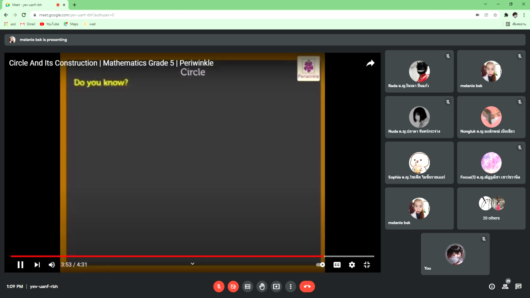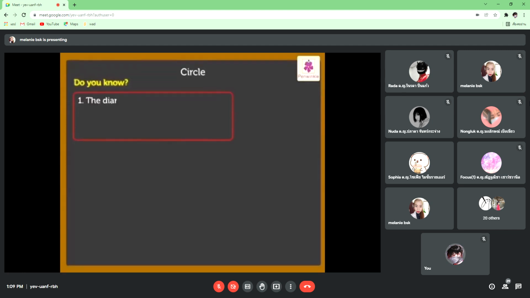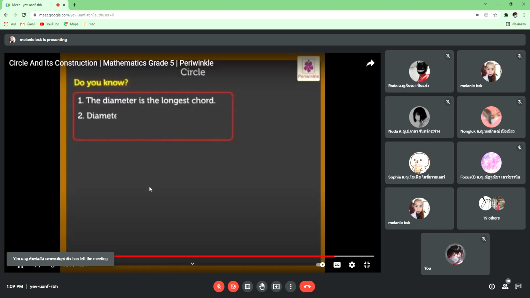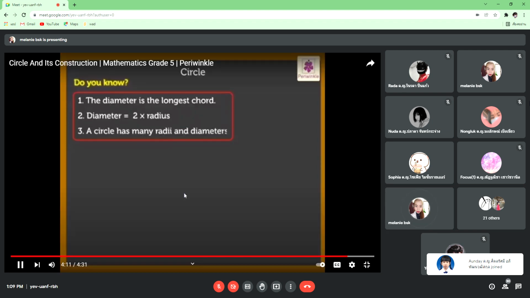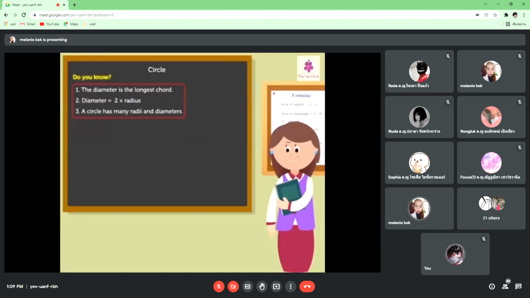Do you know? 1. The diameter is the longest chord. 2. Diameter is equal to twice the radius. 3. A circle has many radii and diameters. Yeah, exactly. Kids, wasn't it fun learning about the circle?